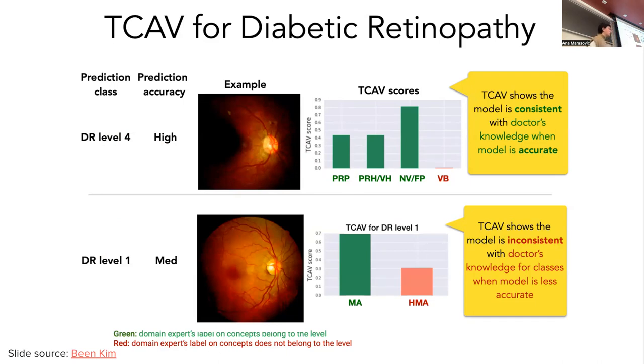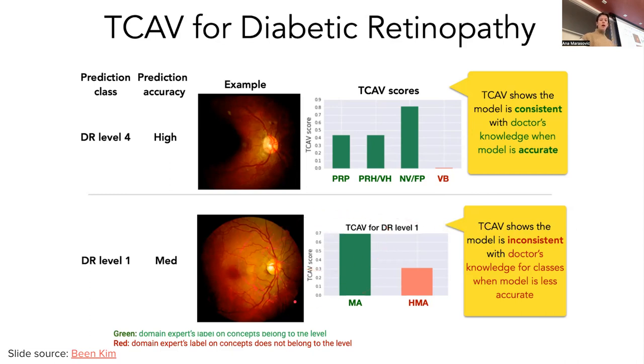And actual clinicians agree with this picture. They say, yes, indeed, if I was to predict whether there is a level 4 of DR here, I would use these first three concepts, and the last one is irrelevant.